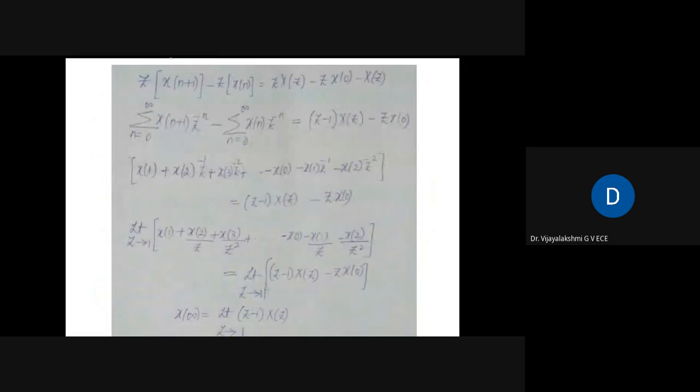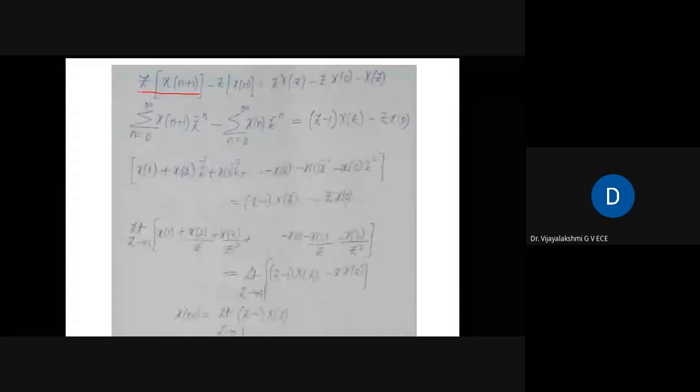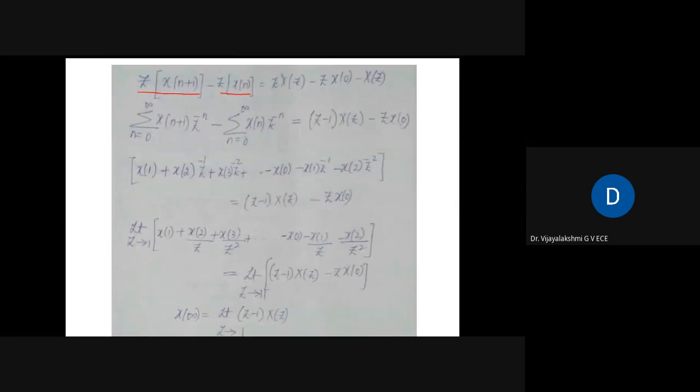So I've subtracted here. You can see the Z transform of x of n plus 1 minus the Z transform of x of n. On the right hand side, the corresponding transforms are subtracted. What is the Z transform of x of n plus 1? Z into X of z minus z into x of 0, from equation number 2. Minus, what is the Z transform of x of n? X of z.